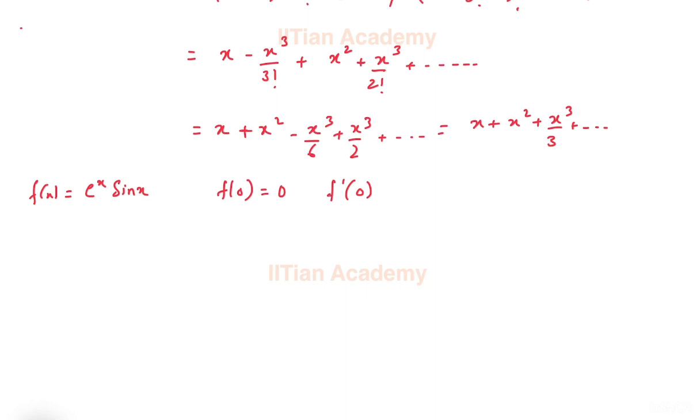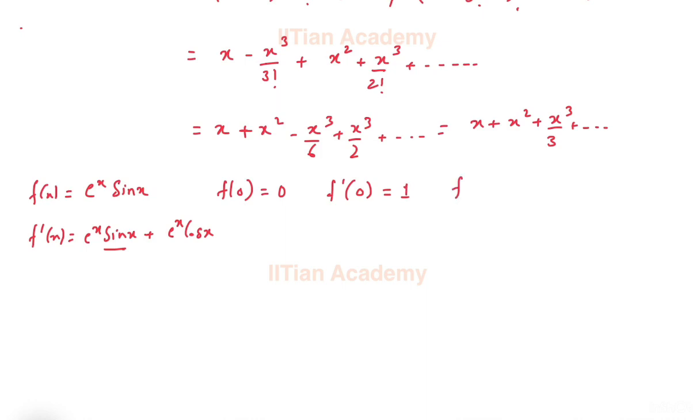To identify f'(0), we need to first differentiate to find f'(x). So f'(x) will be e raised to the power x sin x plus e raised to the power x cos x. And when we put x equals 0, this term will be 0 and this term will be 1.